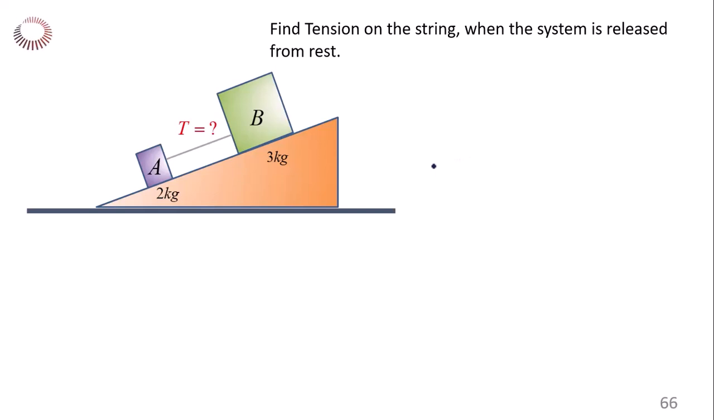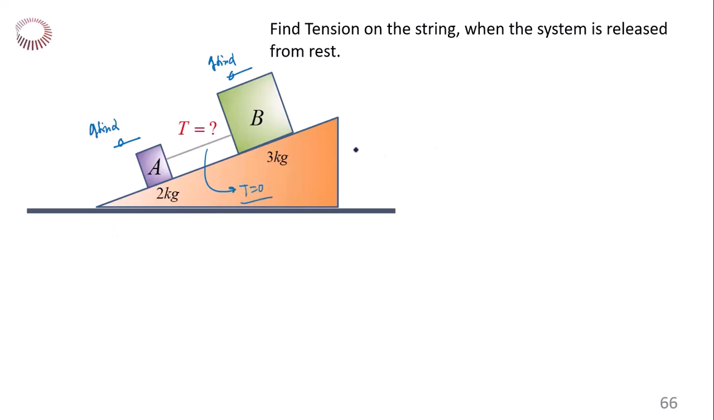Now, same situation, if they are tied with a string. Instead of touching each other, they are now connected with a string, and again both particles move with the same acceleration, g sin alpha. If the acceleration is the same, the internal tension is 0. There is no tension force. So here also T will be 0.